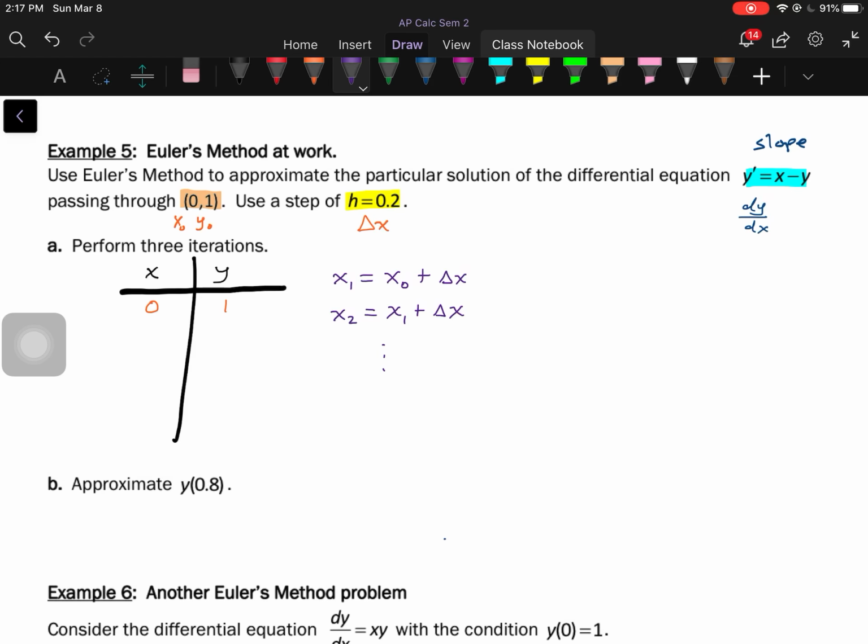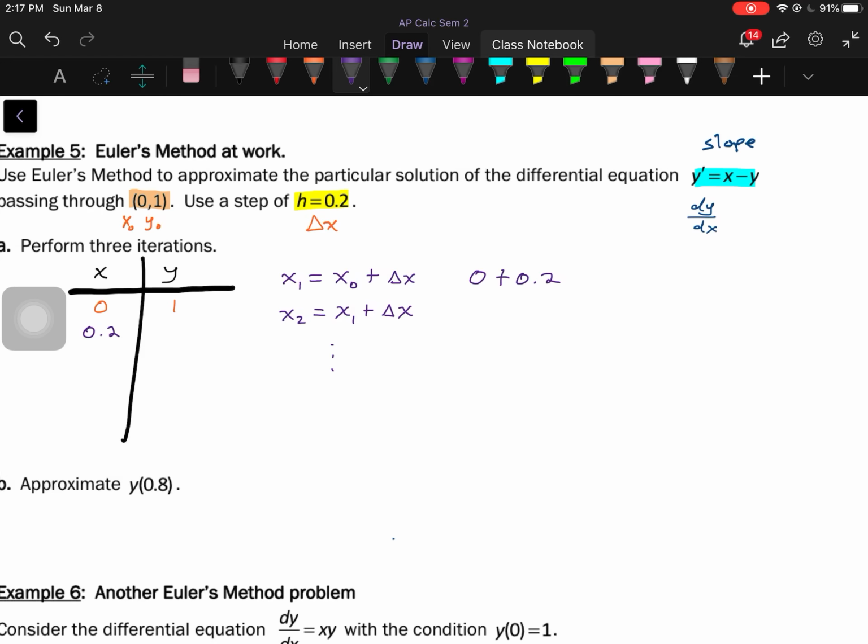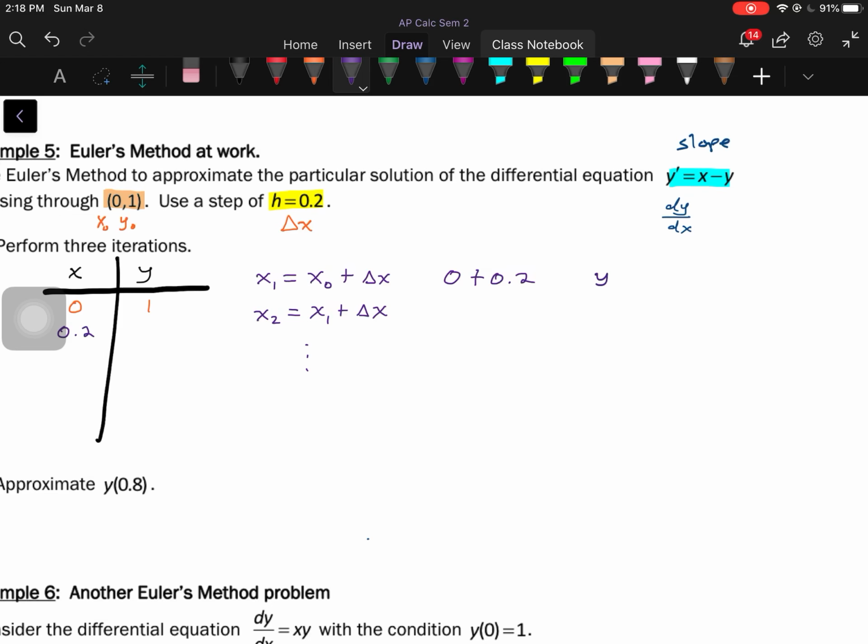So in this case, where did I start? I started at x equals 0. And I'm going to add the step size, which is 0.2. And my next x value is 0.2. Now to get the new y value, it's slightly different. To get y sub 1, I get the y that I started with, y sub 0, plus that slope, I'm going to call it dy dx, multiplied by the change in x, the delta x.